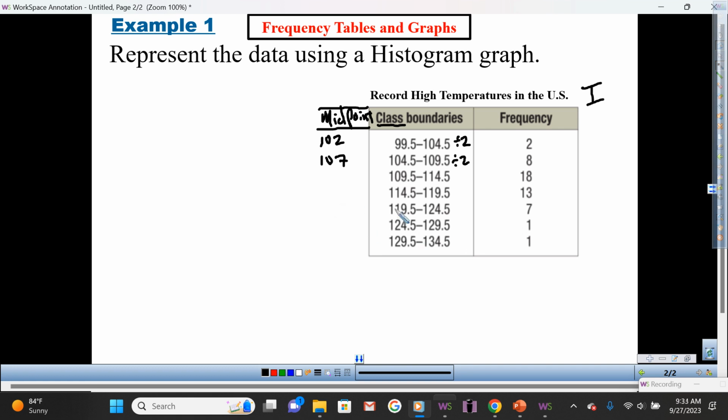Thank you. What's the next midpoint, Peyton? We got 102, 107, 112, 112. Next one, Fernando. 117.